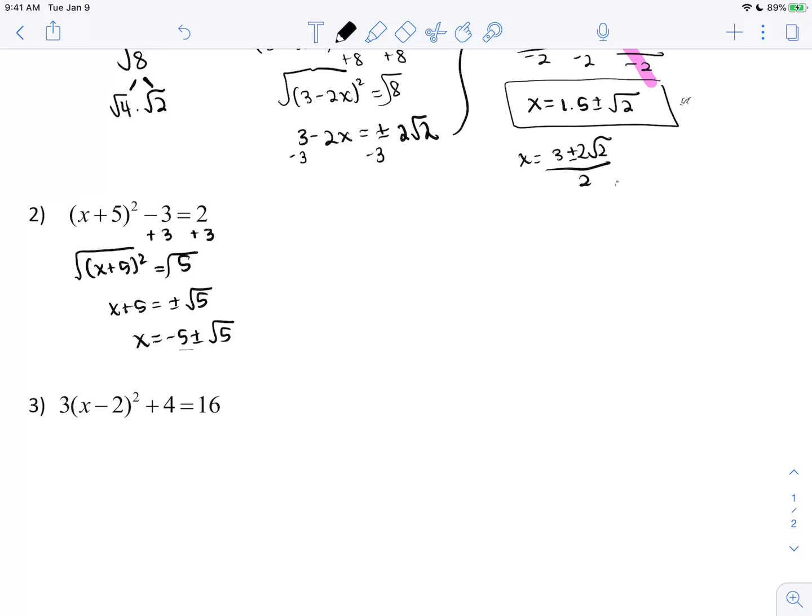We can't combine those at all. One's under a radical, one's not. So you can't simplify it any more than this. This is your final answer. We can't simplify this radical 5 here at all because it's a prime number. It doesn't break into any perfect squares, so we just have to leave it like that if it asks for it to be left in radical form, okay?